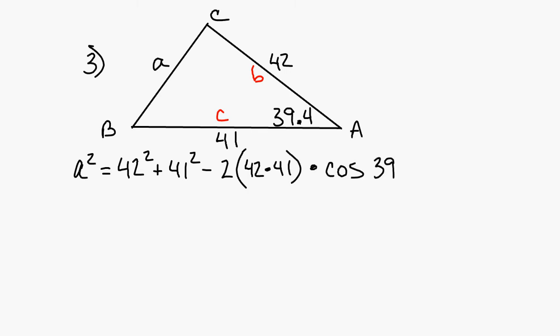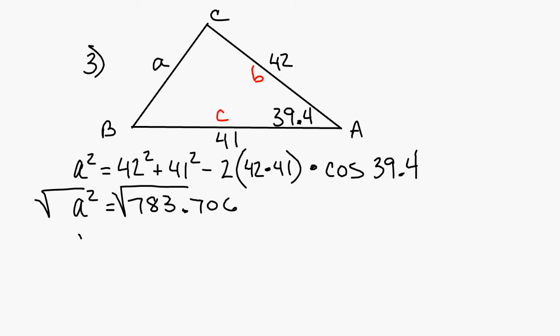Now, if you remember, this is just a straight calculator problem, so your a squared is equal to, you can type all of that in directly into the calculator. 42 squared plus 41 squared minus 2 times 42 times 41 times cosine 39.4 is 783.706, and then you find the square root of each side, and a would be equal to 27.995, which would be 28.